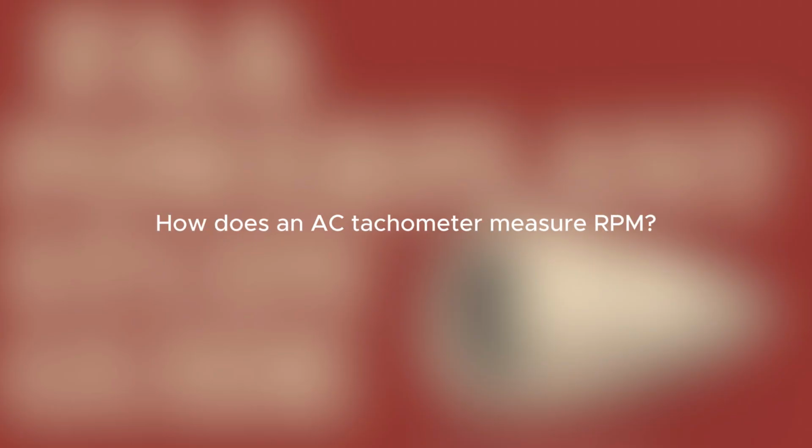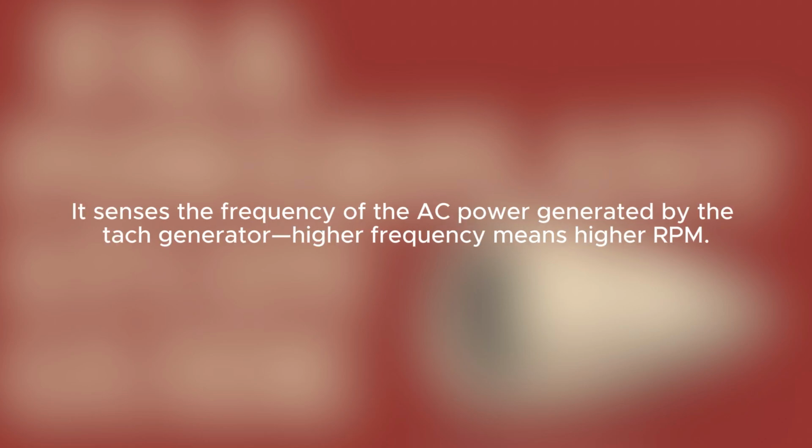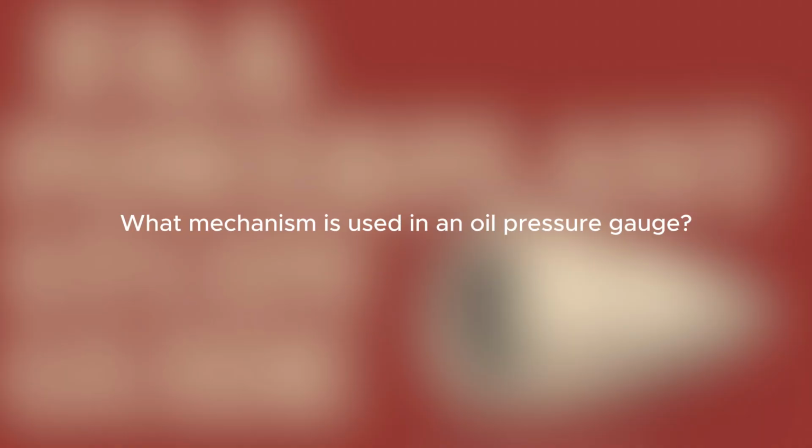How does an AC tachometer measure RPM? It senses the frequency of the AC power generated by the tach generator. Higher frequency means higher RPM. What mechanism is used in an oil pressure gauge? A bourdon tube that flexes with pressure changes.